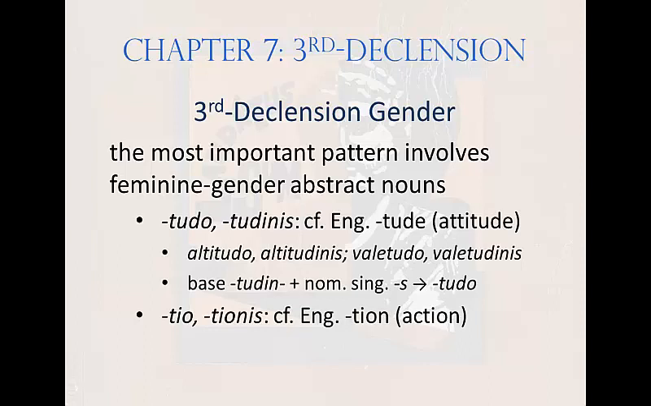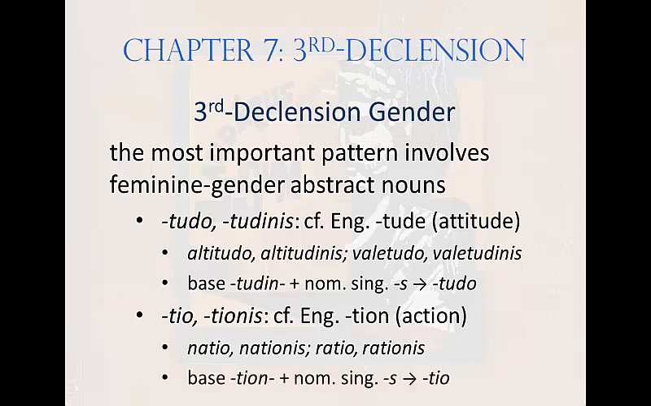The final pattern, and perhaps the most important one, is -tio, -tionis, which gives English its many Latin derivatives ending in -tion, such as action. Here are 2 examples of that category: natio, nationis, meaning nation, and ratio, rationis, meaning reason. Here the base -tion, when added to the nominative singular -s, produces -tio in the nominative singular. All 4 types of abstract noun here are third declension and feminine in gender.